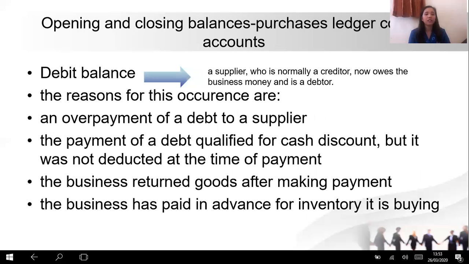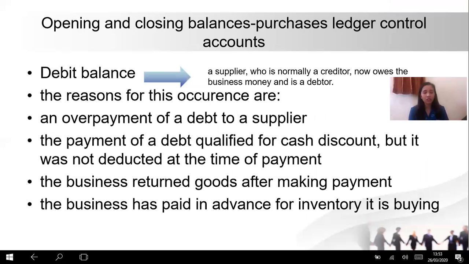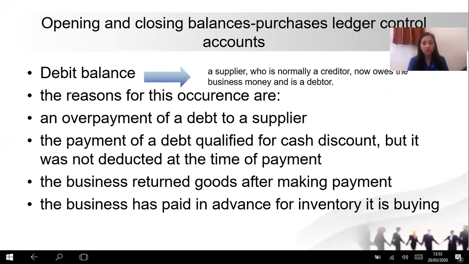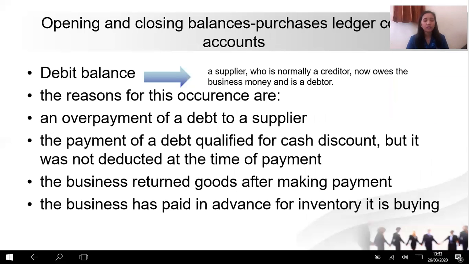Okay, so the same happened also to the purchase ledger control account. Basically, the purchase ledger control account is on the credit balance, but sometimes there could be a debit balance. Why? Because a supplier who is normally a creditor may owe the business money and is a debtor. So there are about 4 reasons for this occurrence.